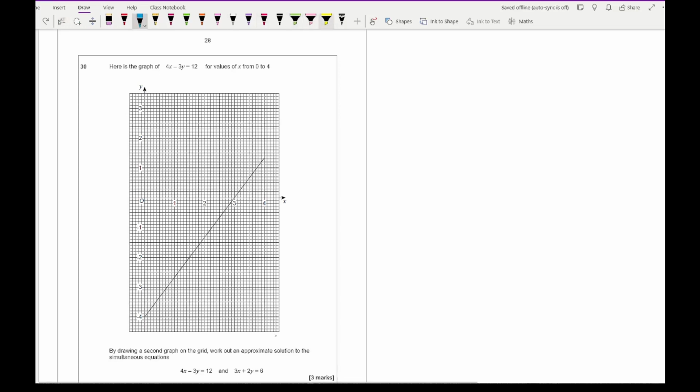So the equation 4x minus 3x has already been drawn, so that one's done. What I need to do is plot 3x plus 2y equals 6. Now to do this, all we need is 2 points. So just guess two nice small values.